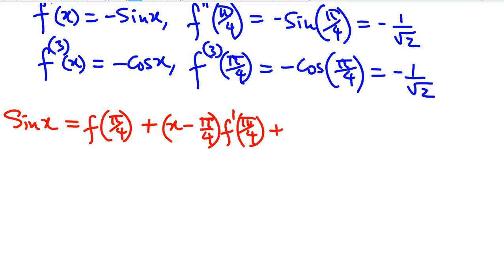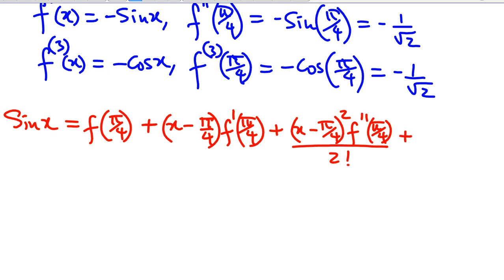Plus x minus pi over 4 squared, plus x minus pi over 4 cubed times f triple dash of pi over 4 over 3 factorial. All right, managed to fit it.